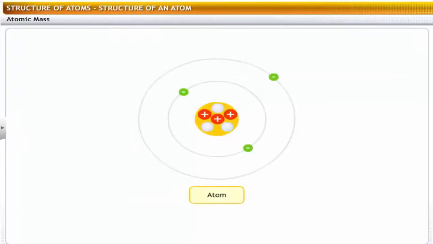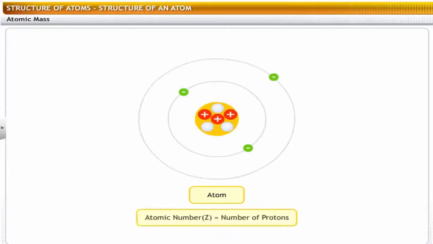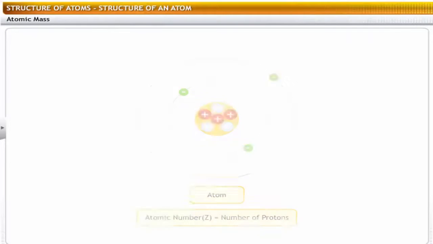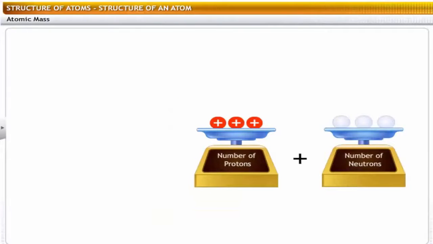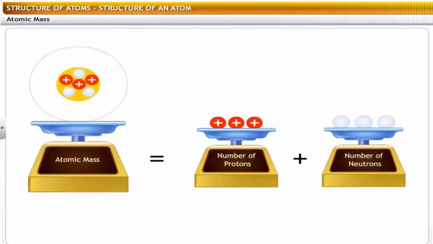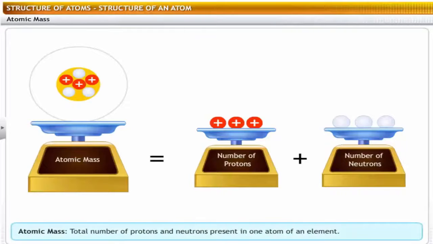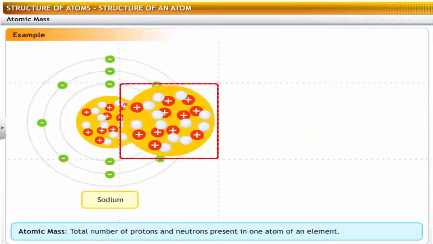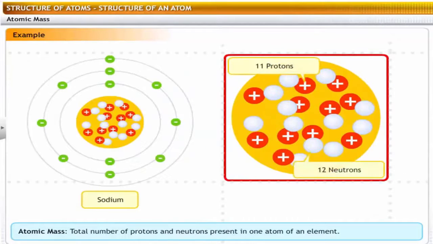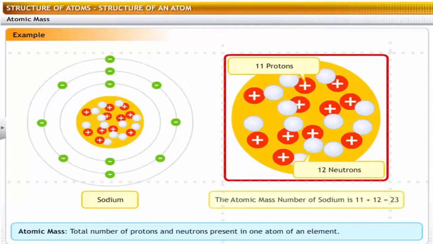An interesting aspect came into the picture after the discovery of the neutron by Chadwick. Till then, only the atomic number of an element was in existence, which referred to the number of protons present in the nucleus of an atom. The total mass of the protons and neutrons inside the nucleus was regarded as the atomic mass of an element. Therefore, atomic mass can be defined as the total number of protons and neutrons present in one atom of an element. For example, one atom of sodium contains 11 protons and 12 neutrons. So, the mass number of sodium is 11 plus 12 equals 23. The mass number is denoted by the letter A.